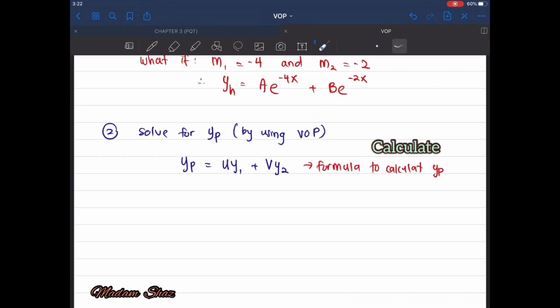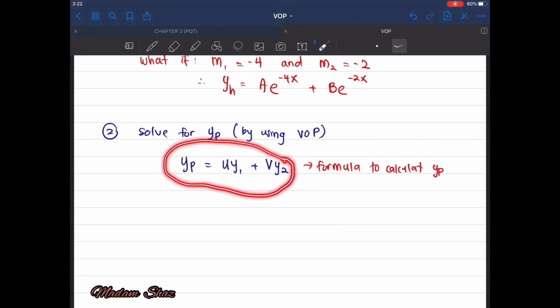The second step is to solve for yp. How to solve yp? By using VOP, you have to apply the formula yp is equal to uy1 plus vy2. There are four things here that you have to find. What are u, y1, v and y2?